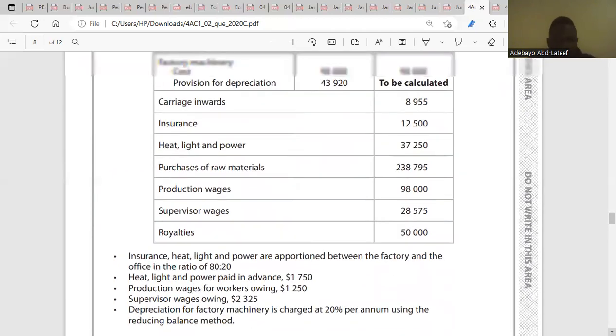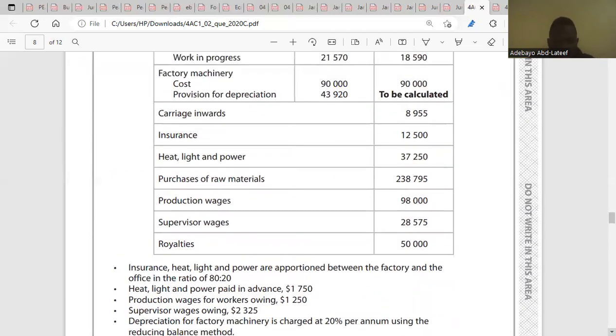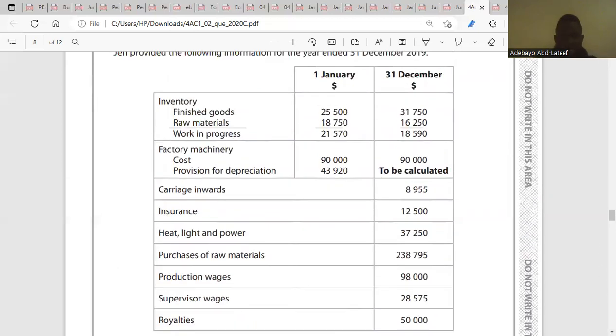With this additional information, they said insurance, light and power are apportioned between the factory and the office in the ratio of 80-20. Light and power paid in advance is 1,750. So, let's start this way. Based on this information, the first thing we have to open is a manufacturing account. You write manufacturing account for the year ended 31 December 2019.